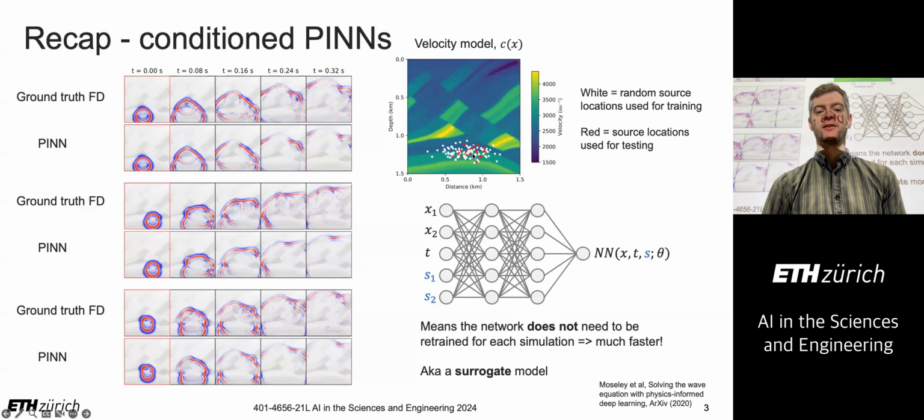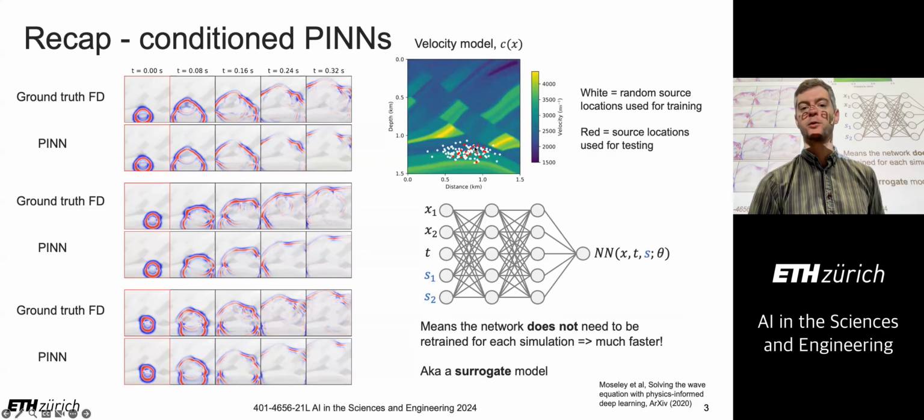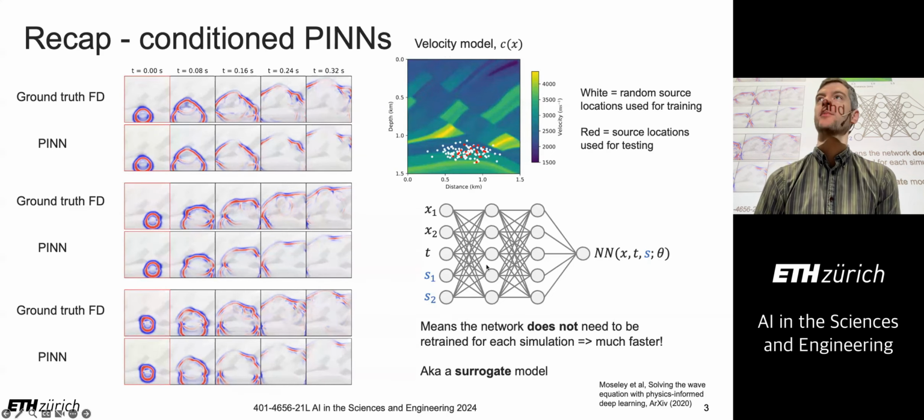So what a conditioned PINN does instead is it adds the source locations, the X and Y location of the source, as an input to the network. And then we train over many possible earthquake source locations when we're training the PINN. And so this trains a surrogate model, which once trained can generalize across the source location, at least in the training distribution that you trained it over.